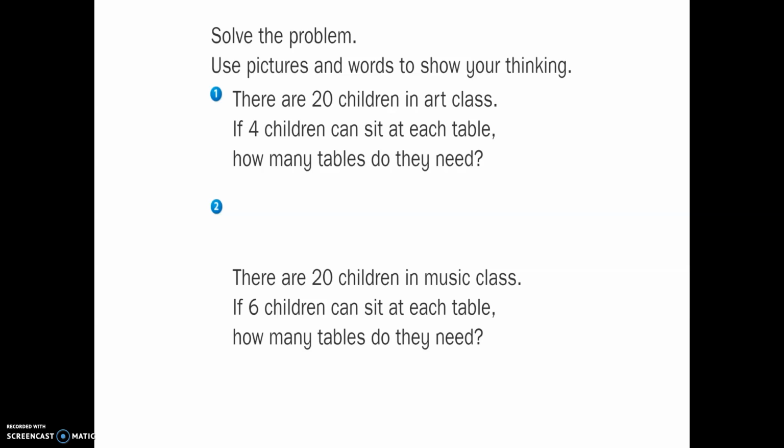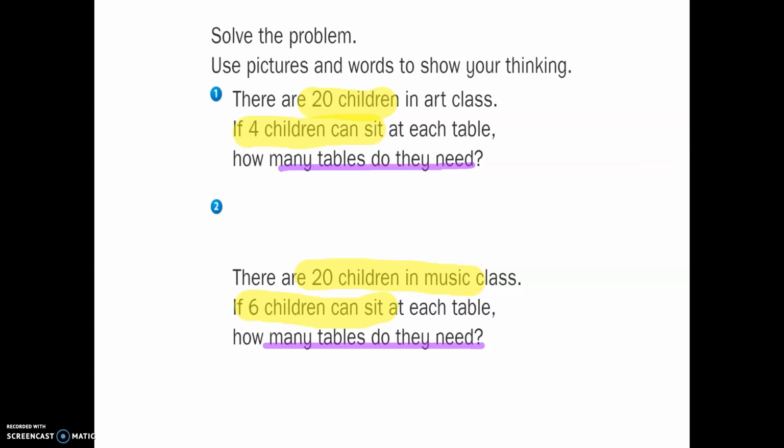Before we look at some solutions, let's again look at the problem and think about what do we know. In number 1, what do we know? There are 20 children, and 4 children can sit at a table. So what you needed to find out was how many tables do they need? All right. And then in the second problem, what do we know? We know that there are 20 children in the class, and if 6 children can sit at a table, your task was to find out how many tables do they need.